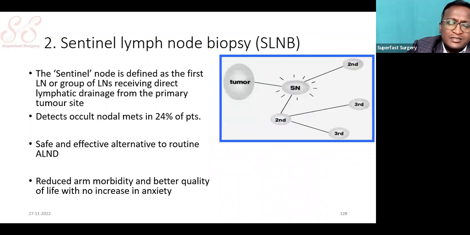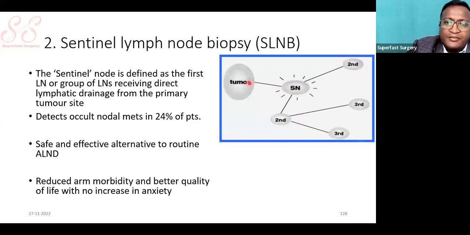Why should we address the uninvolved lymph nodes and the lymph nodes which are not at risk? So the sentinel lymph node is the one that came into picture. The sentinel node is basically the node that first drained the tumor. So it is the group of lymph nodes or the first lymph node which receives a direct lymphatic drainage from the primary site. So if this is the tumor and this is the lymphatics which is draining into this lymph node, this becomes the sentinel lymph node, while the second and third are the non-sentinel group of lymph nodes.